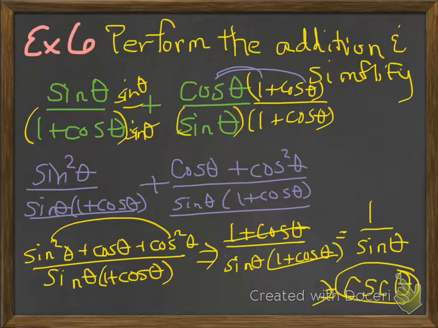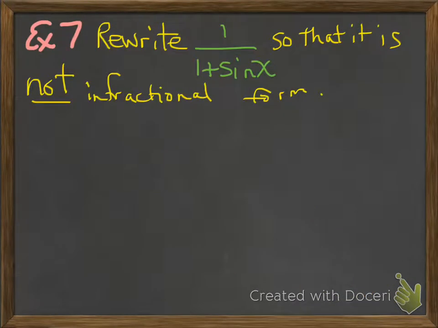Alright, we have one more problem, so let's take a look at it. It's example 7. We have to rewrite 1 over 1 plus sine x so that it is not in fractional form. So somehow we're going to have to change this so that it turns into something that can be written all on one line. So 1 plus sine x is a 2-term, it's a binomial, and it's kind of ugly. So what I need to do is I need to be able to get it down to 1 term. Well, I know that I can use my Pythagorean identity sometimes to get the fraction form out.